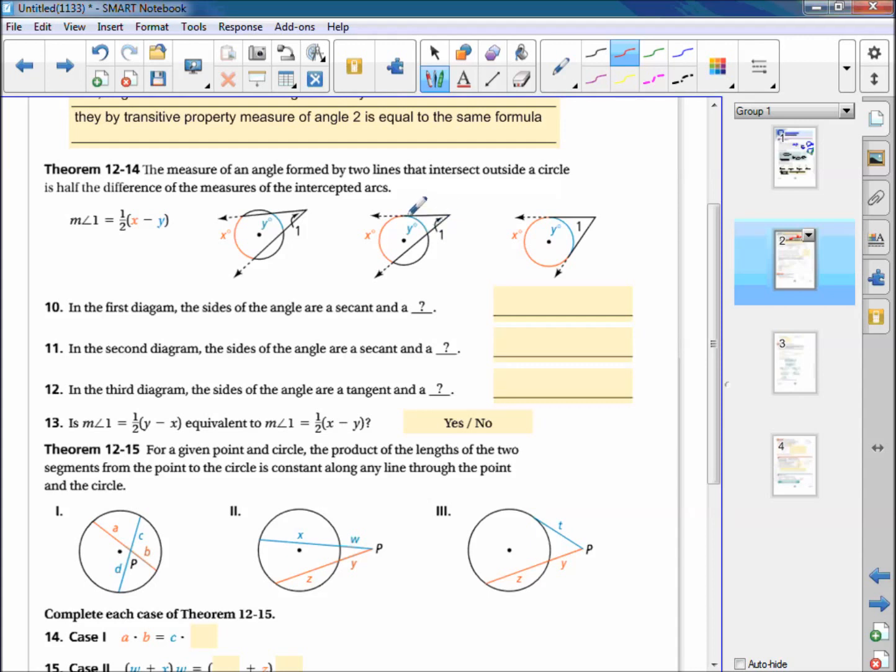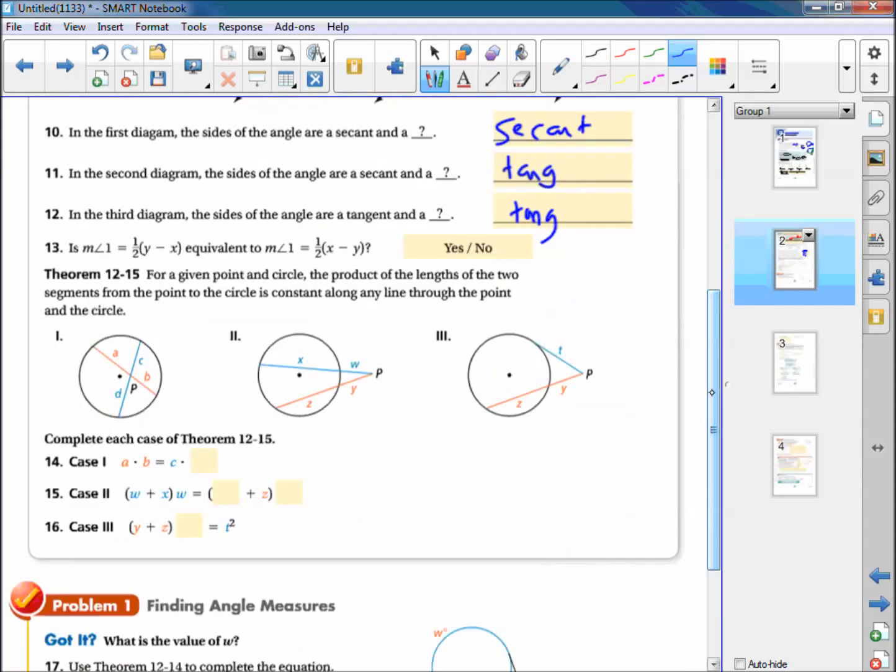So if angle 1's out here, and we have one tangent side of the angle and one secant side, the blue and red subtracted, cut in half, will still be equal to the angle. And the same if we have two tangents, the blue and red subtracted and cut in half will still be equal to the angle. So in the first diagram, the sides of the angle are a secant and another secant. And in the second diagram, the sides of the angle are a secant and a tangent. So this is secant, this is tangent, and in the third one, the sides of the angle are a tangent and a tangent. And no matter what we do, the formula will still work.